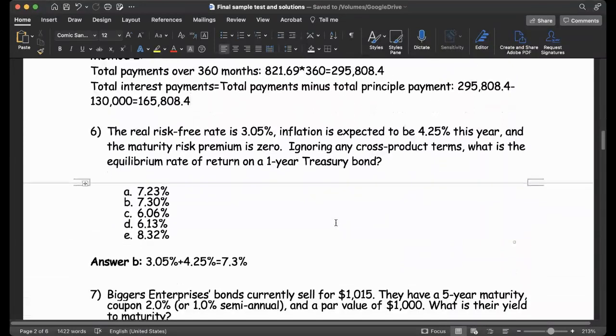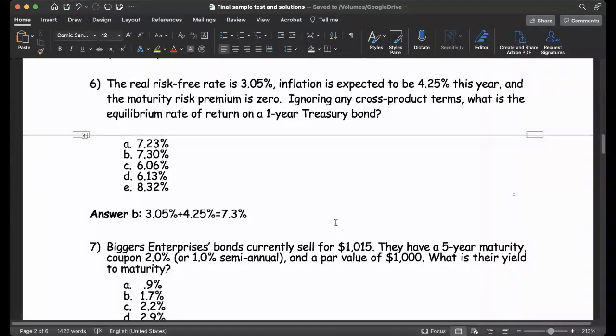Question number 6. The real risk-free rate is 3.05%. Inflation is expected to be 4.25% this year, and the maturity risk premium is 0. Ignoring any cross-product terms, what is the equilibrium rate of return on a 1-year Treasury bond? So we're looking for the 1-year Treasury bond rate of return. We know the real risk-free rate, r star. We know the inflation rate, IP. And the maturity risk premium is 0.